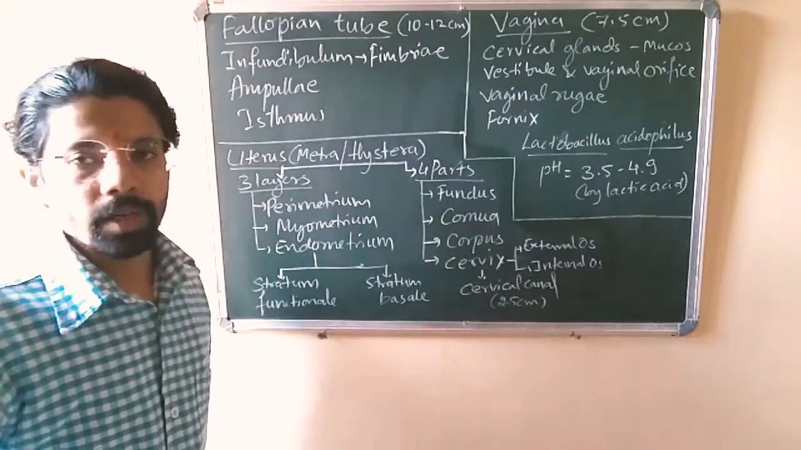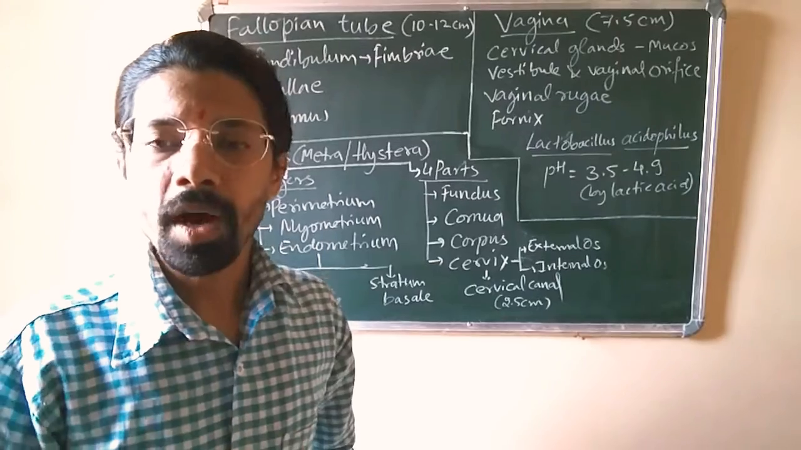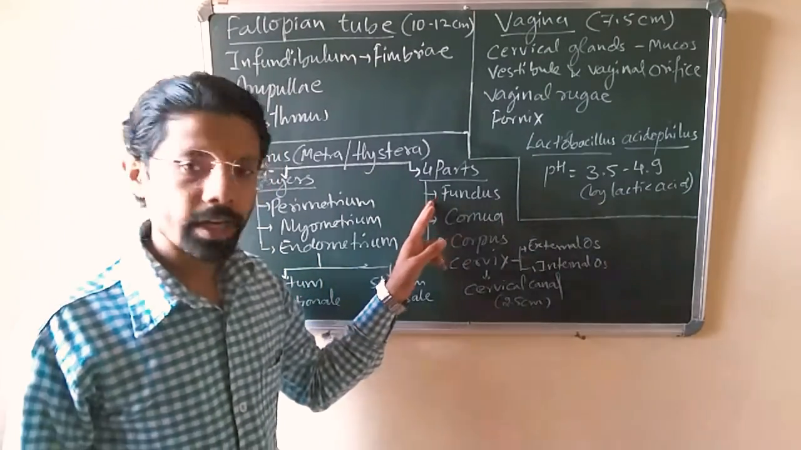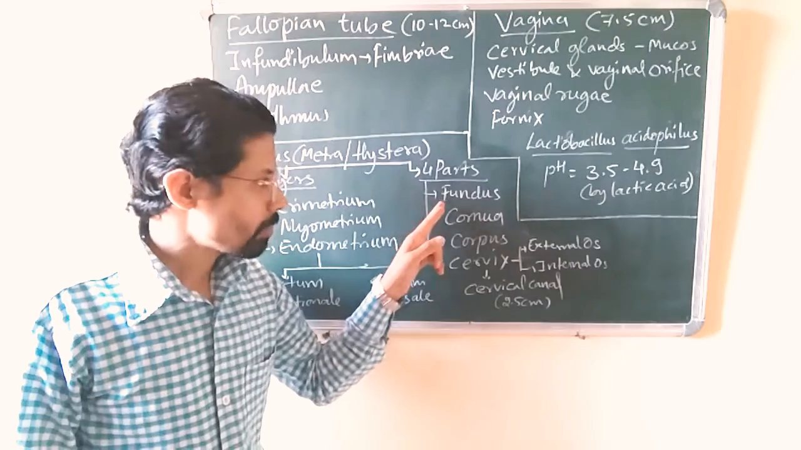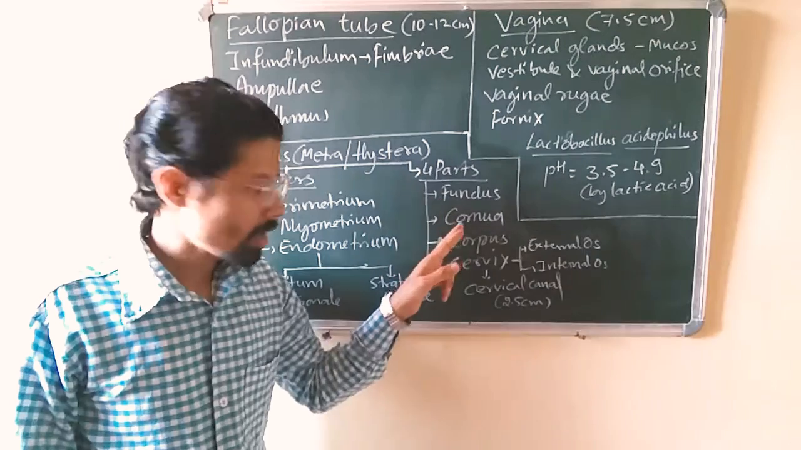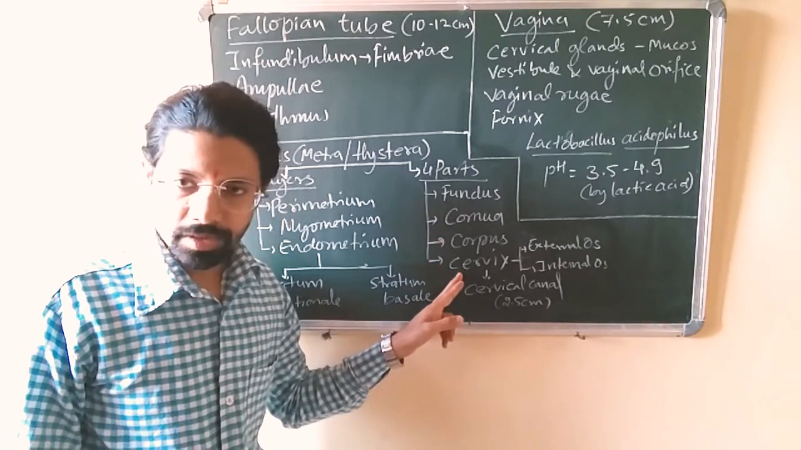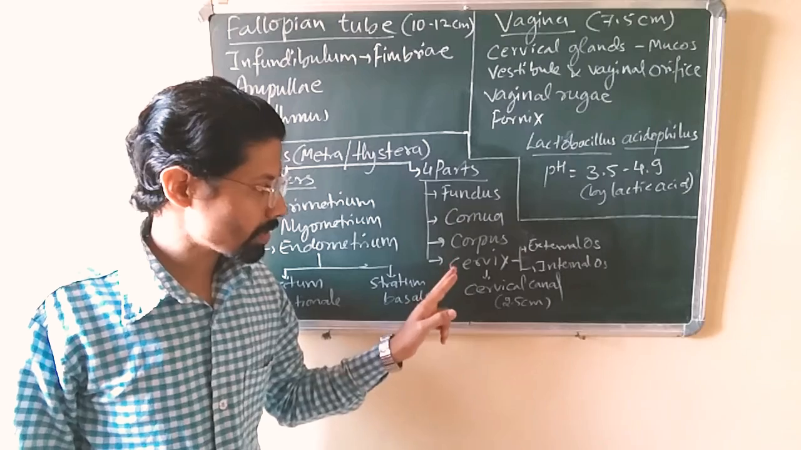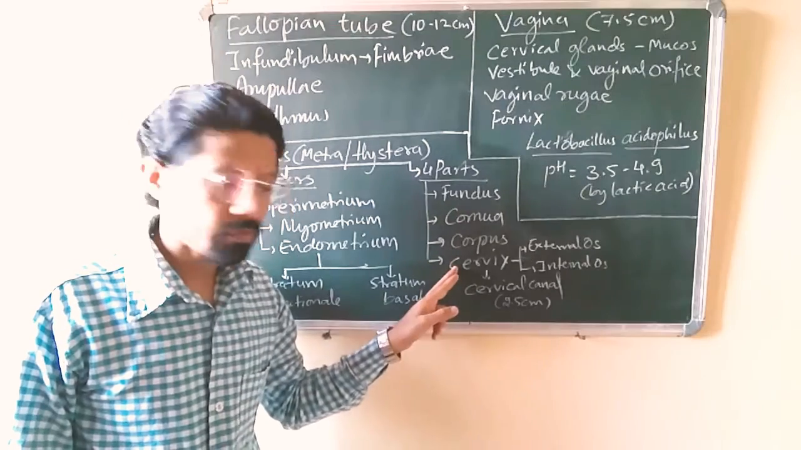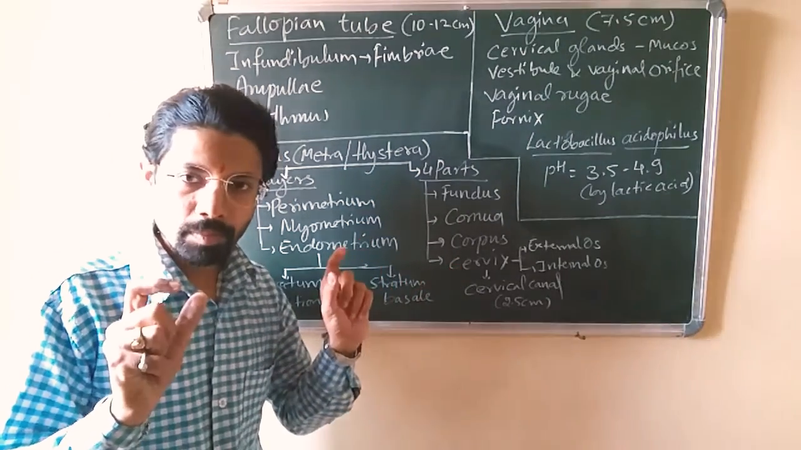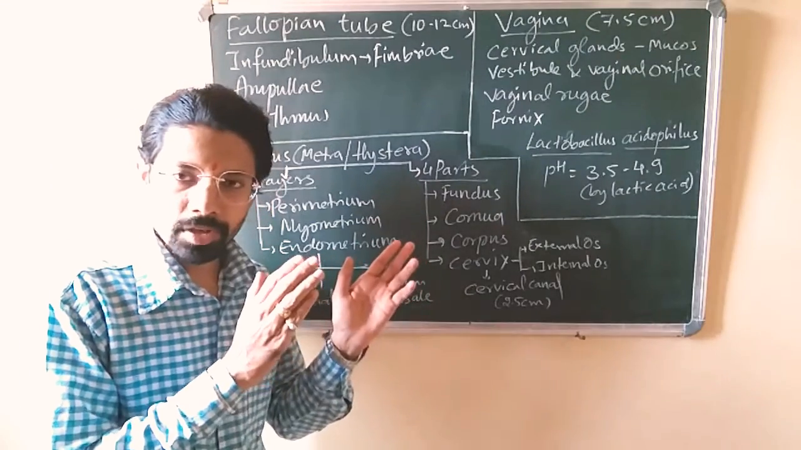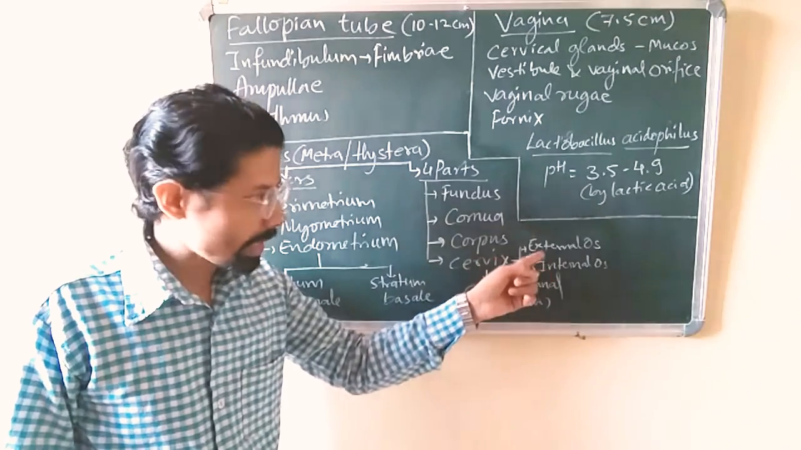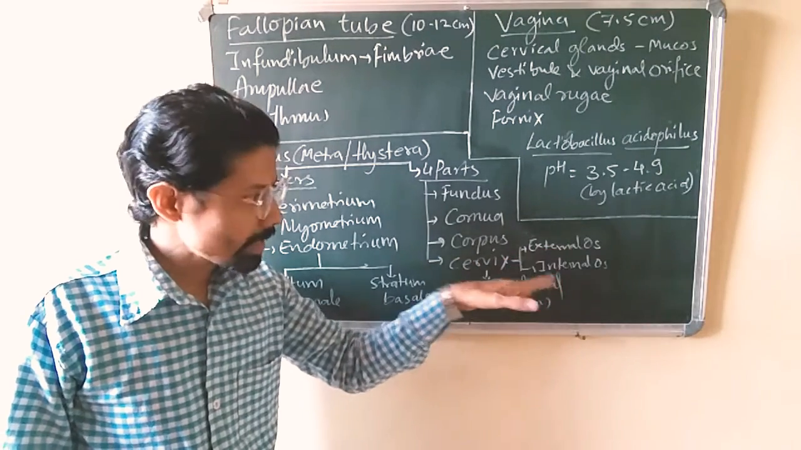We'll talk about the inner part now. The inner part of the uterus can be divided into four parts. What are those? Fundus, cornua, corpus, cervix. Cervix can be further divided with the connecting apertures, the upper connecting aperture and the lower connecting aperture. Upper connecting aperture is the internal os, and the lower is the external os.